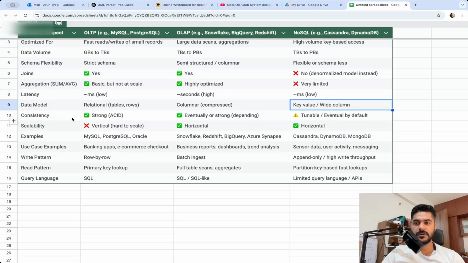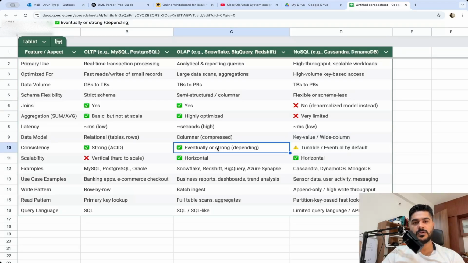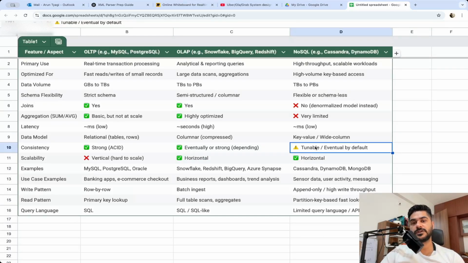Then for consistency, SQL has to be highly consistent. Once you write it, it is there in your DB. OLAP is mostly eventually consistent. It can also be strong if you really want it, so you can do it. Obviously performance will hinder, and like we discussed in Cassandra, it is as per the user how you want it, right? In SQL it is always highly consistent, but in NoSQL you can tune it.